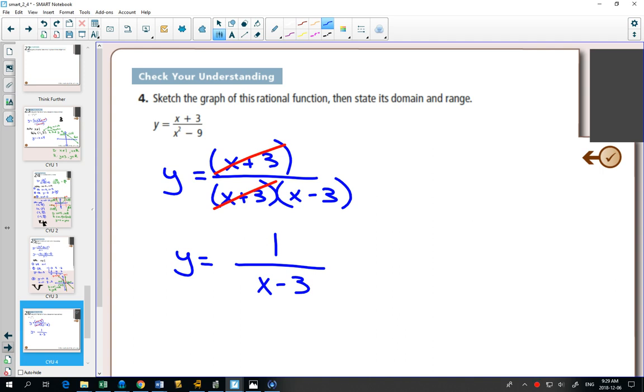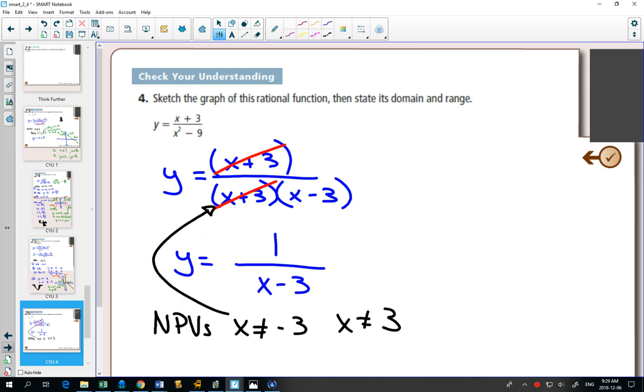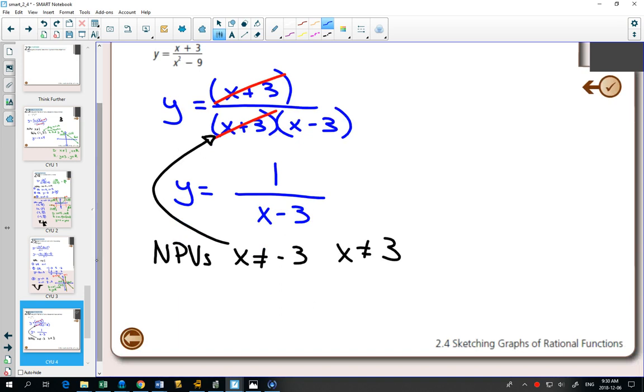And so we have 1 over x minus 3. Well, do we have non-permissible values in this question? Yes, we do. X can't equal negative 3 and x can't equal 3. We have to make sure that we include this one that cancels out. And so in step number 1, do we have holes or vertical asymptotes? The answer is yes.